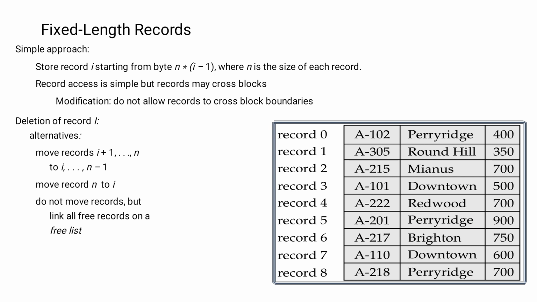The two problems with this approach: first, it is difficult to delete a record from this structure. The space occupied by the record to be deleted must be filled with some other record of the file, or we must have a way of marking deleted records so that they can be ignored.